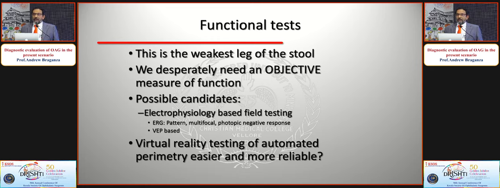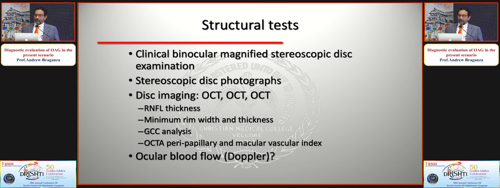A nice wrinkle on the standard automated perimetry is the virtual reality-based, parameters, and these are possibly more reliable.